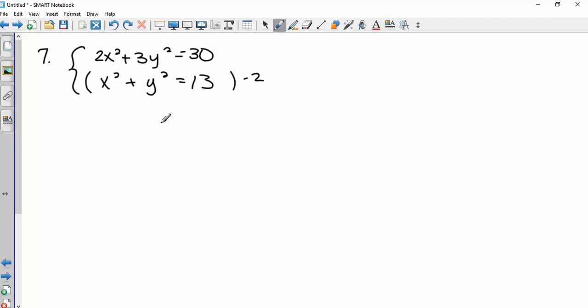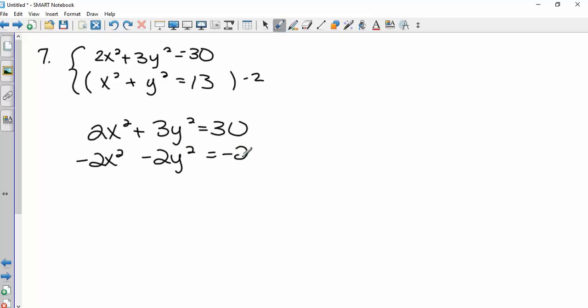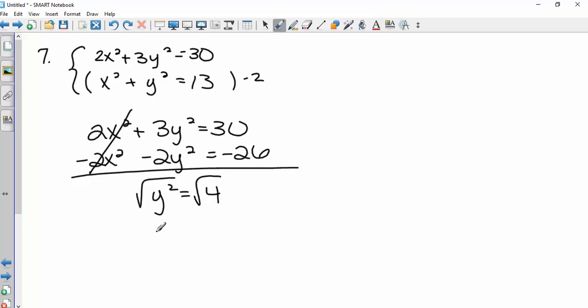Okay. So we have 2x squared plus 3y squared equals 30. And this would be negative 2x squared minus 2y squared equals negative 26. So when we add 3 and negative 2, it's just 1y squared equals 4. Get rid of a square, use square root. With that comes plus and minus. So y could be positive or negative 2. Once we have one variable, we can plug it back in to find the other.